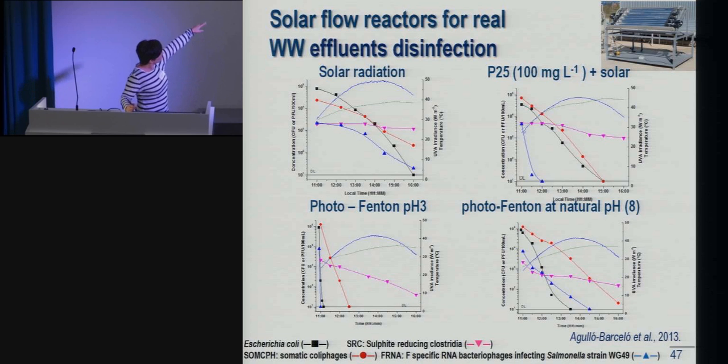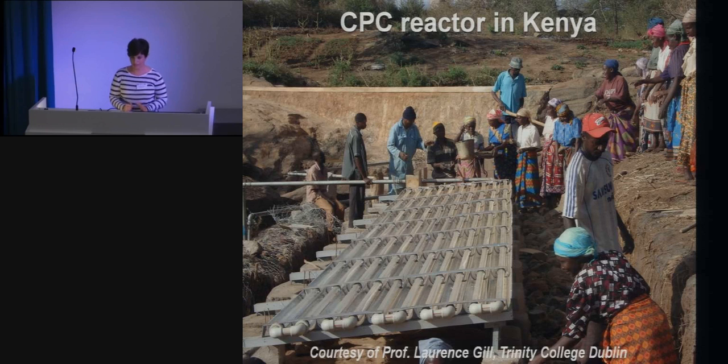And of course, when you have hydrogen peroxide at neutral pH photo-Fenton, the disinfection results all enhance quite a lot. And this is just a picture, courtesy of my colleague Lawrence Hill. They used this CPC years ago, they installed it in Kenya in a rural community. We don't have results on it, but it was a nice practice, and they did nice work.